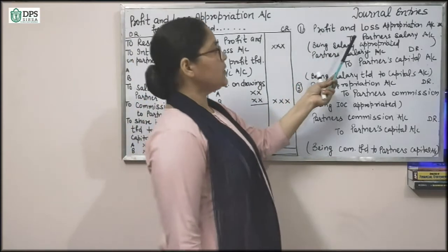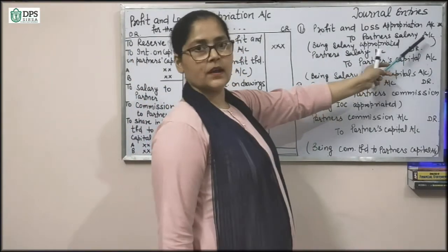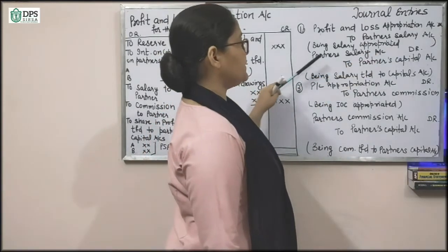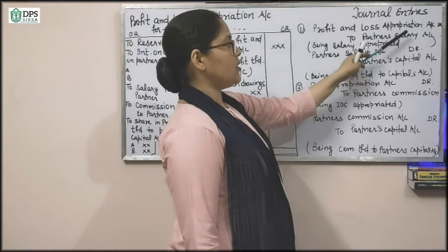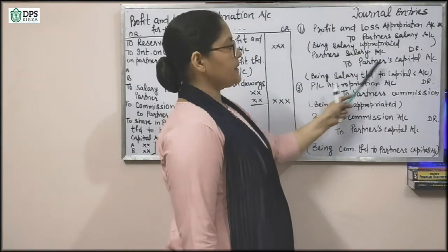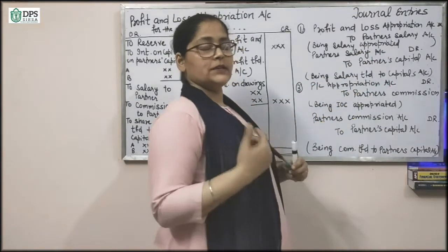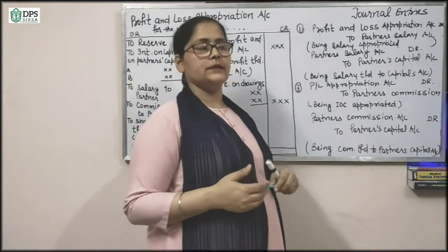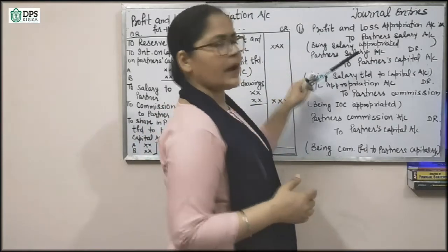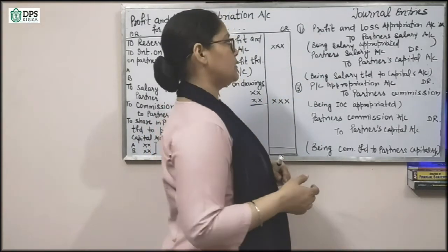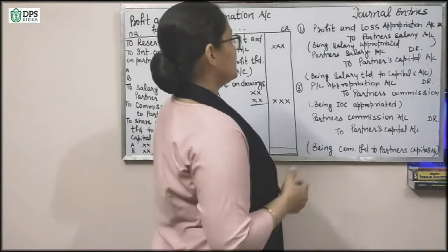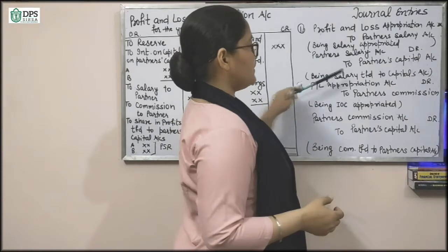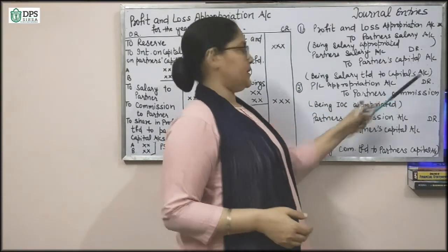Profit is decreasing, so we debit the partners' salary account. We are giving salary to partners. Partners' salary account is debited because we are transferring this to the partners' capital account. It can be given to one partner or any partner given in the question. You can write A's capital account, B's capital account, whatever is given in the question. You can write the narration here: being salary appropriated and being salary transferred to capital account.